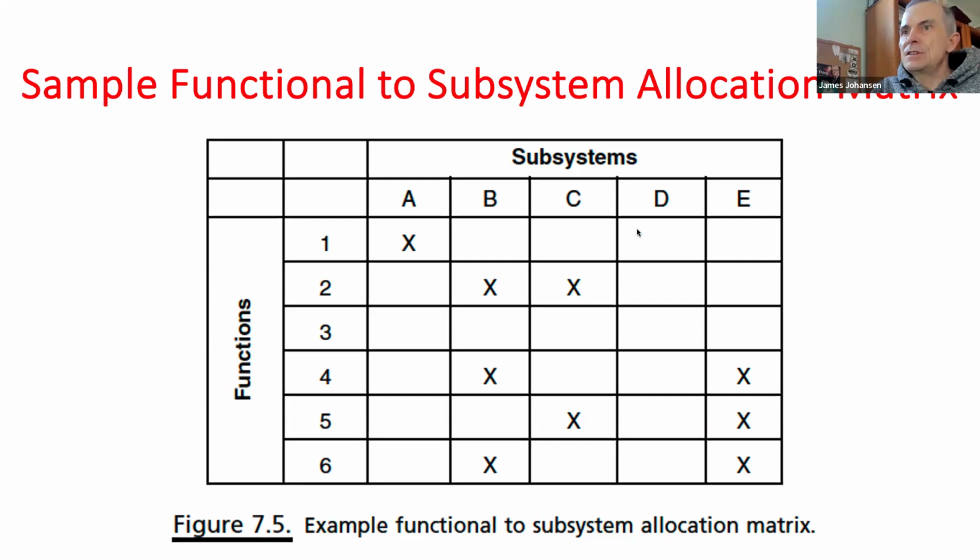So basically you can see that this subsystem D is not used at all. And then you see that A only has one function that's taking place. B is heavily subscribed. E is heavily subscribed. So maybe this isn't the best allocation to subsystems.